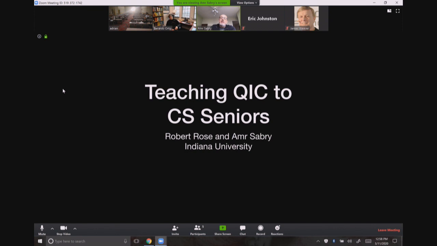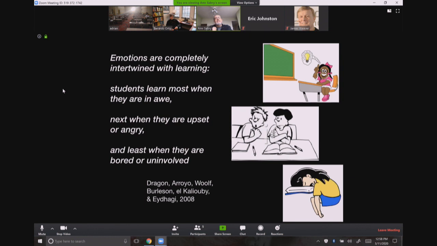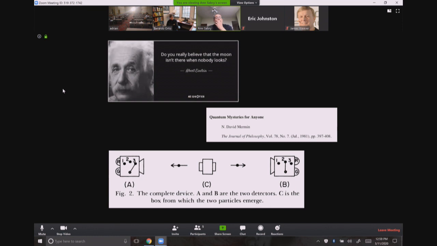And so I have two ideas, essentially. One is I want to keep them engaged, because it's going to be hard work. And two, I want to make sure I use their intuitions and what they already know to develop new skills. So the first one is, just like a quote I like a lot from a paper that one of my colleagues here showed me, that if you want the students to learn, you have to make sure you evoke a strong emotion in them. So we don't want to get them upset or bored, but we want to keep them in awe.